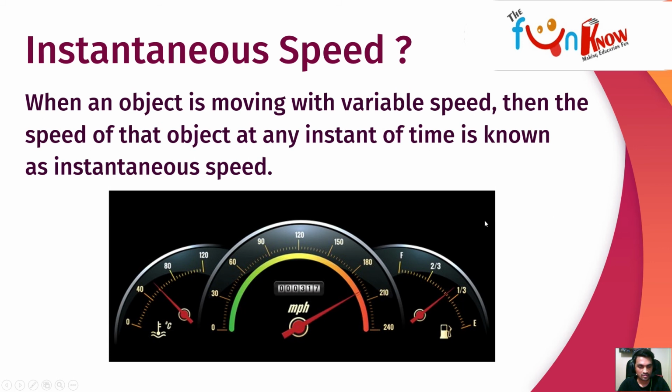Let's take an example of a speedometer. You might have seen this speedometer in a car. So this speedometer only shows you the speed at which you are at that instant in time. For example, if you are in the suburbs, you might be traveling at 30 miles per hour, whereas if you are on the freeway, you might be traveling at 150 miles per hour. So the speed that you see in this is the speed that you are at that instant of time. So this is an example of instantaneous speed.